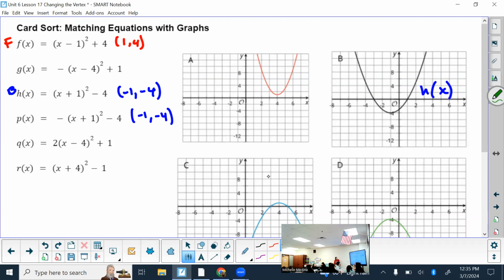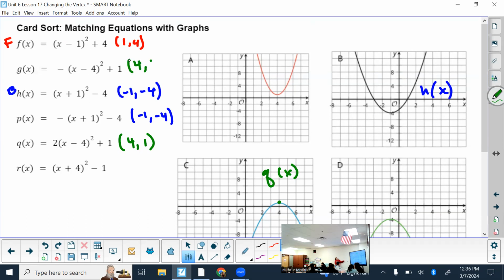Okay, Q of x with graph C, let's see. What's the vertex of Q of x, class? 4, 1, so remember. This part is always opposite of how it looks, this part always matches, so 4, 1. And graph C also has it at 4, 1. But are there others that have the same vertex? Which other one has the same vertex?